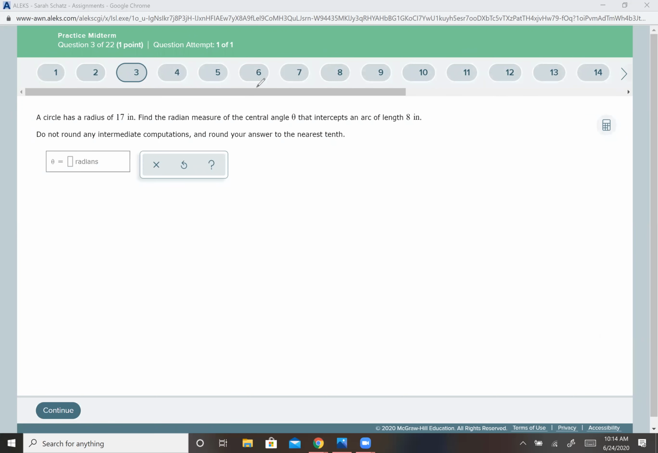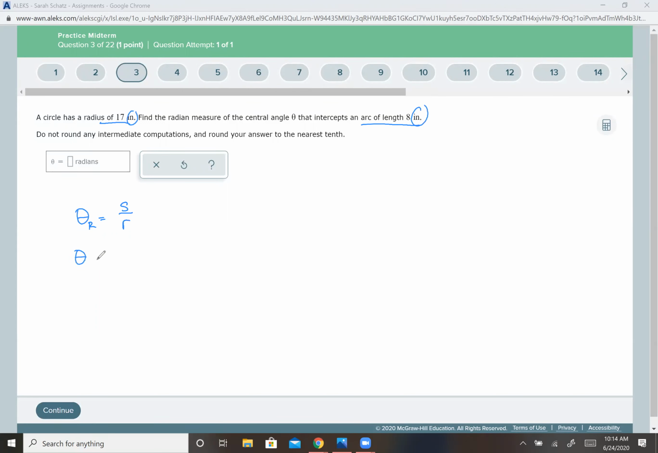All right, so let's look at the next question. This is a circle with a radius of 17 inches. We're looking for radian measure. Remember that theta in radians, when you do have the radius and the arc length, is found by S over R. S is arc length, R is radius. We just have to make sure that S and R are in the same unit. It says they're both in inches here, so I don't have to do any unit conversion.